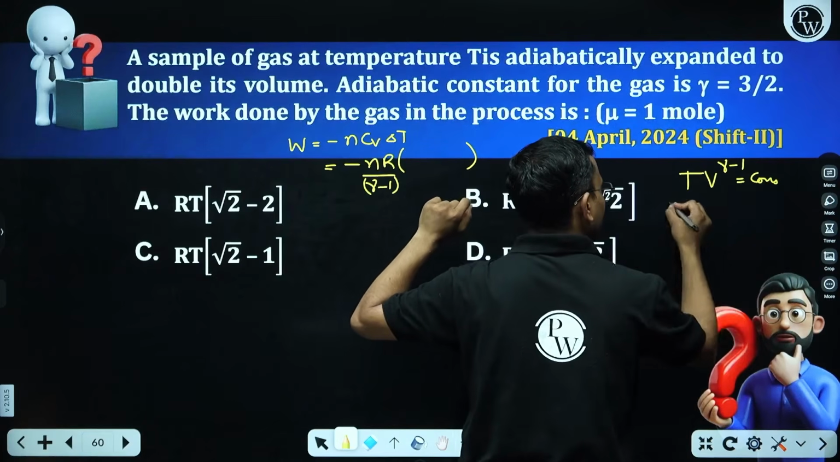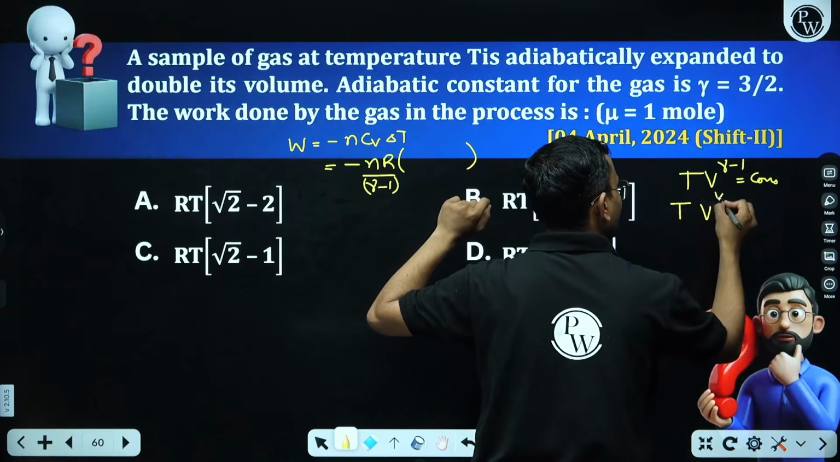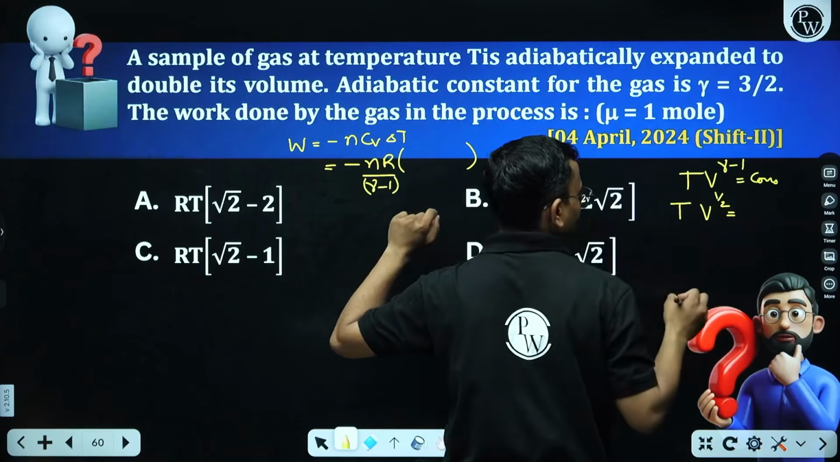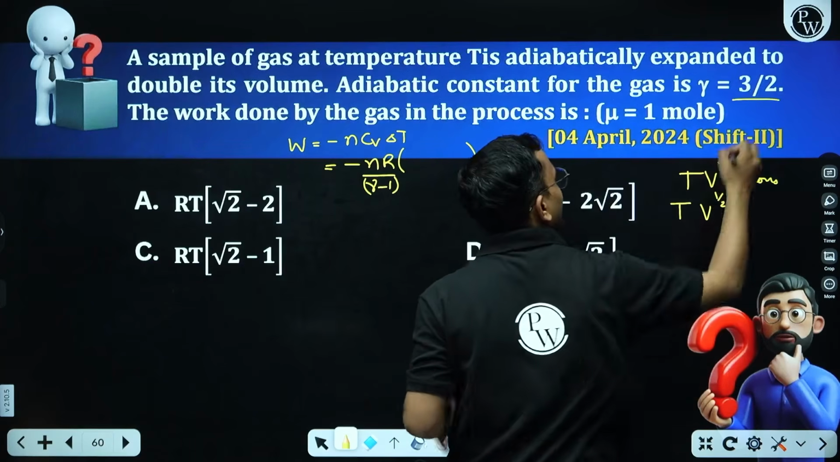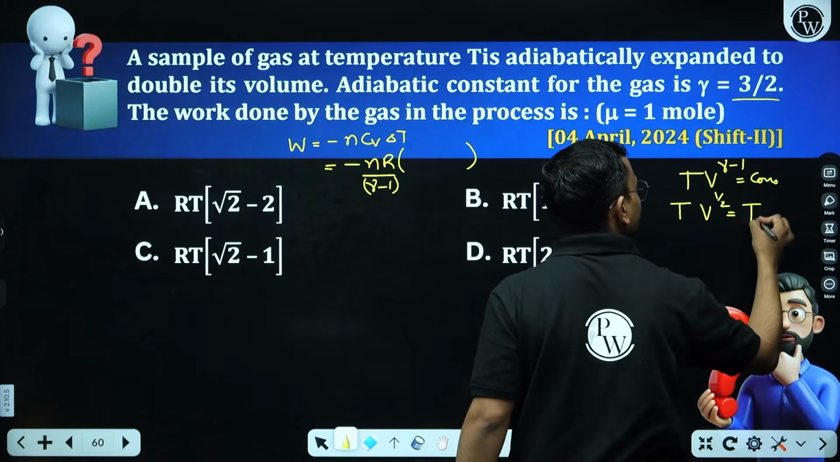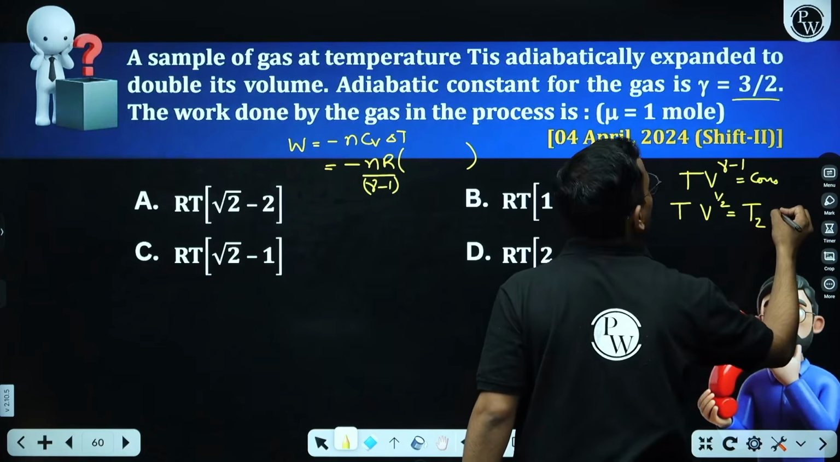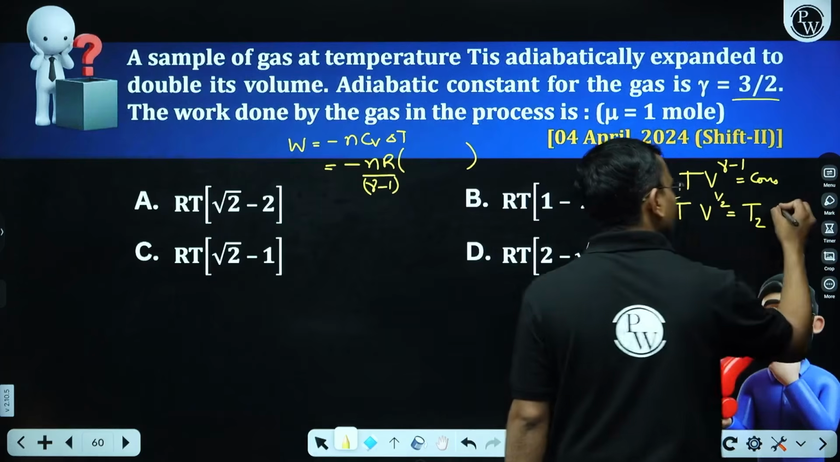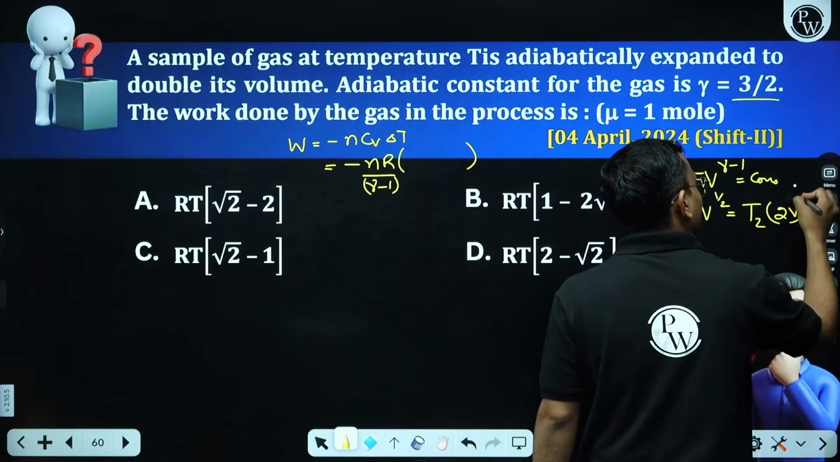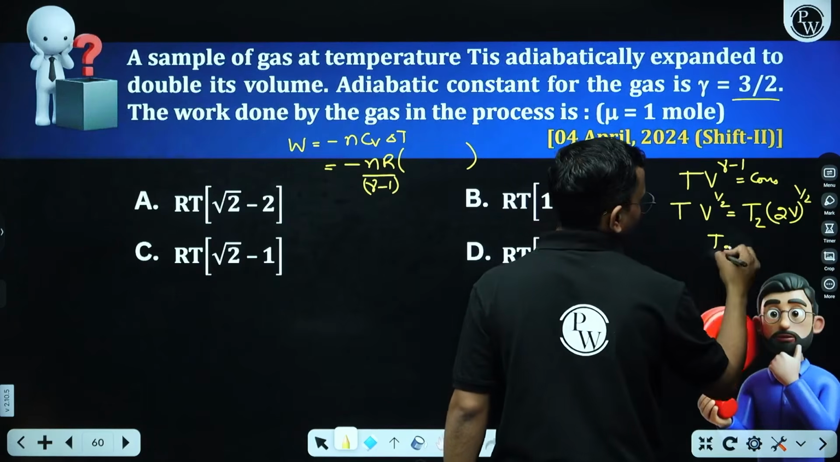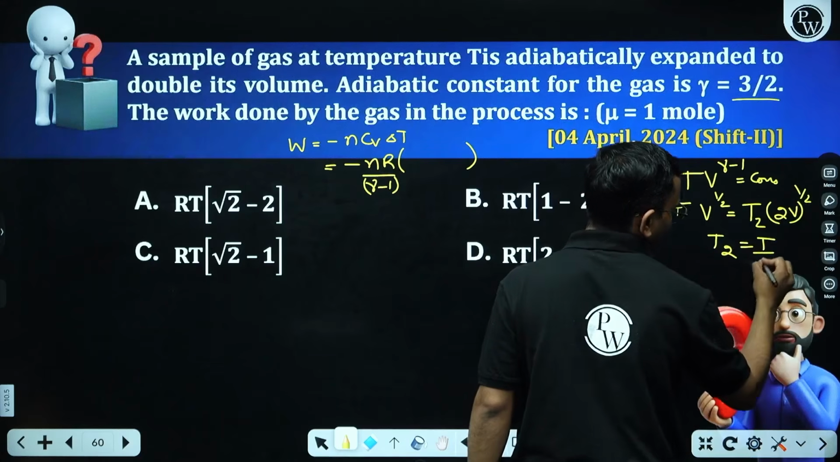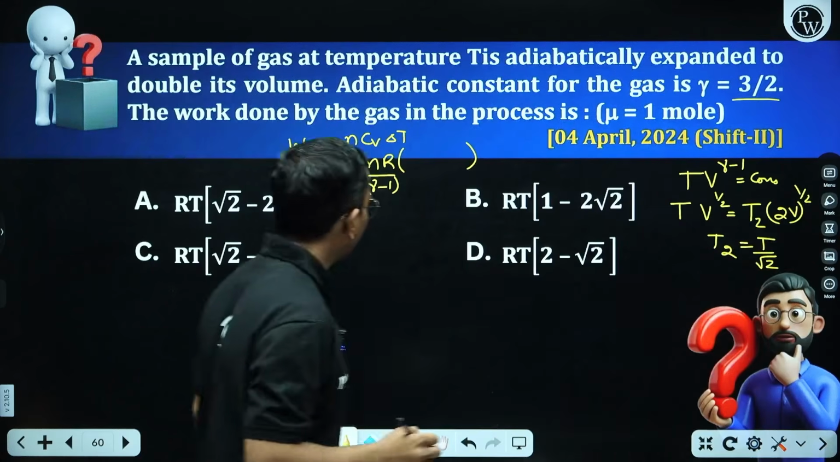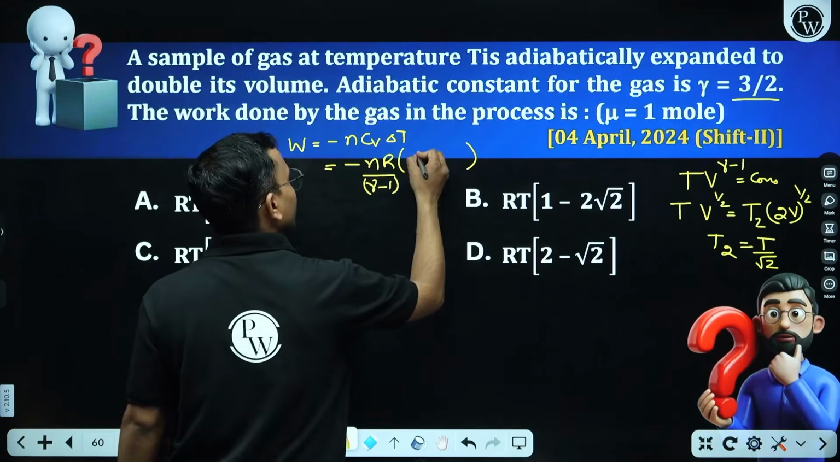Initial temperature is T, volume is V, and gamma minus 1 is 1/2, because gamma is 3/2. Final temperature, let us take T2. Final volume is double its volume, so final volume is 2V, to the power 1/2. So T2 comes out to be T by root 2.